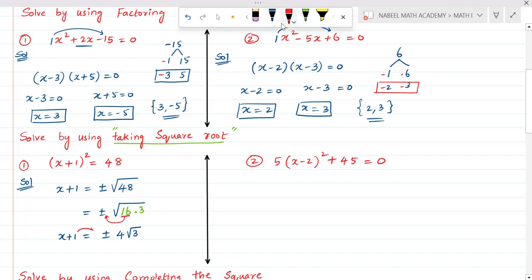Move the 1 to the other side. You will have the solution: x is equal to minus 1. There is a change of sign when you move the plus 1, it becomes minus 1 plus or minus 4 root 3.